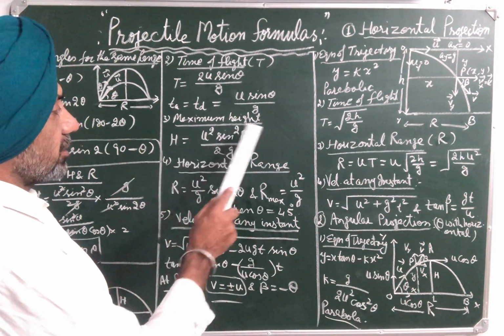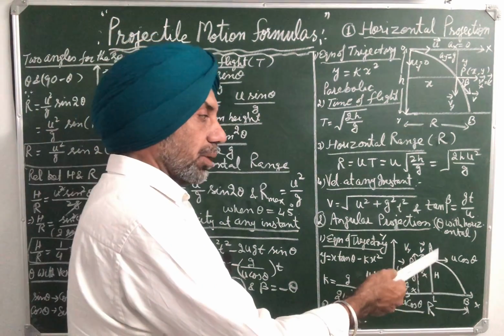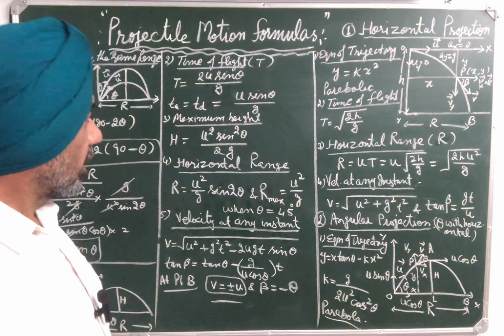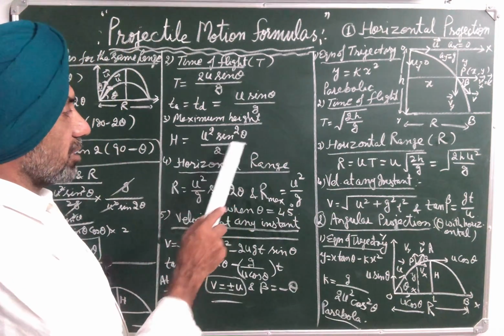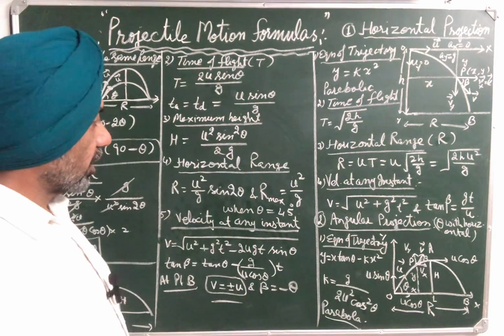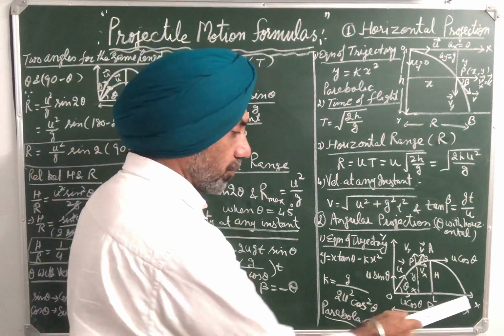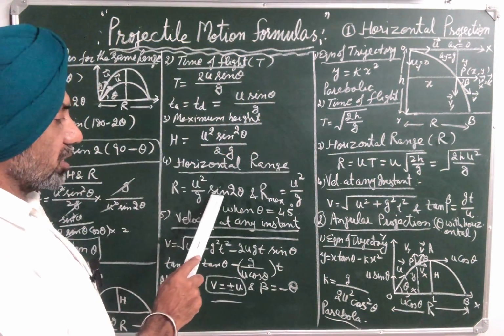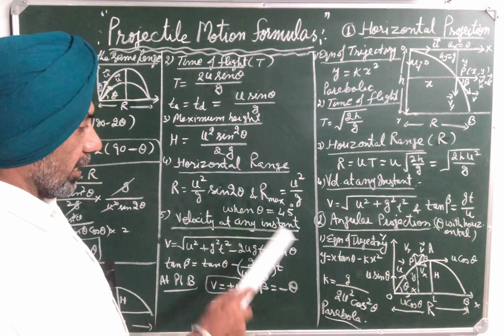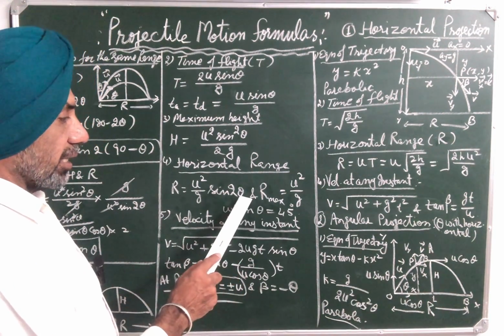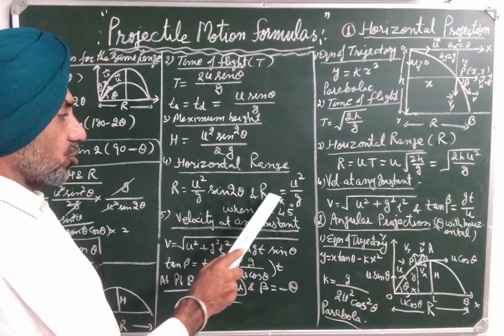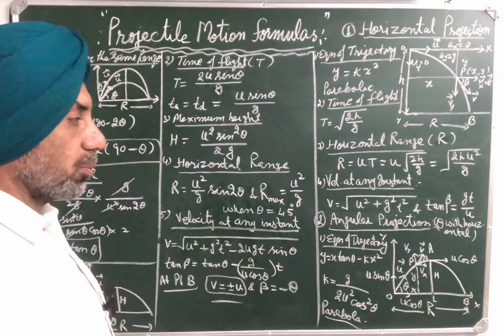Then the maximum height gained by a projectile during this journey, H is equal to u square sin square theta upon 2g. Horizontal range OB is given by u square upon g sin 2 theta, and R is maximum when theta is 45 degrees because sin 90 is 1. So our maximum horizontal range is given by u square upon g.